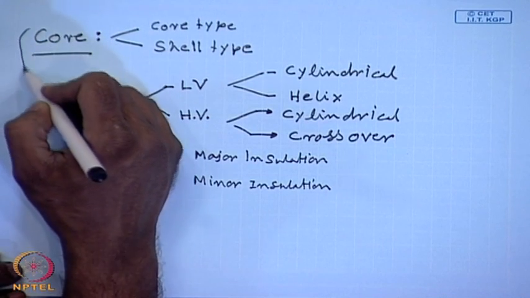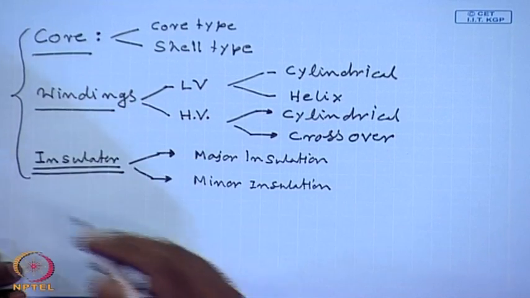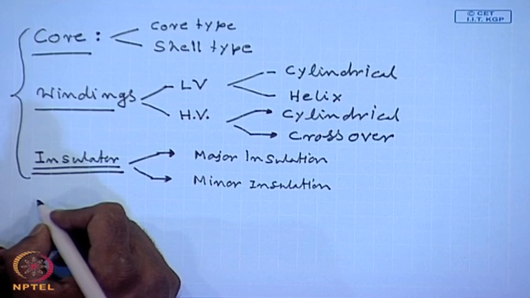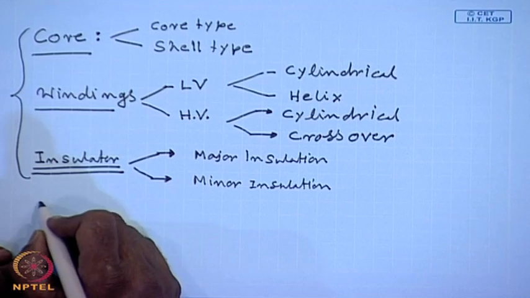Other than these three main constructional elements, there are many other elements that are used. For example, the bushings.